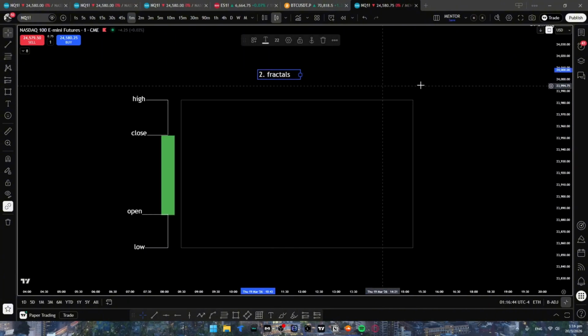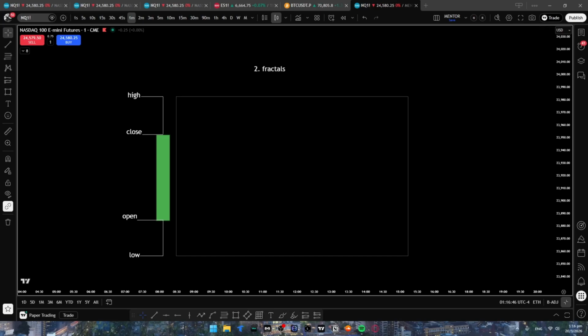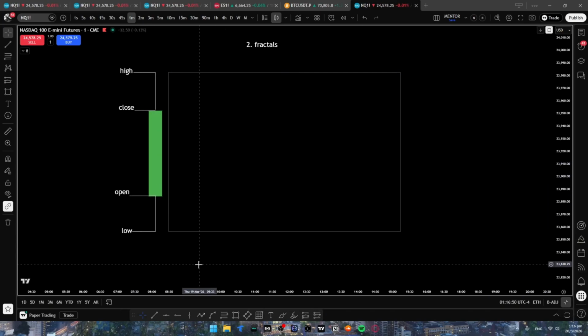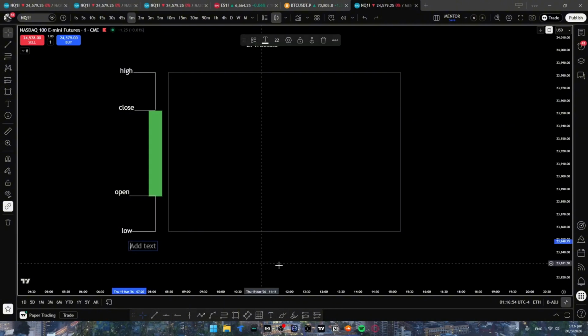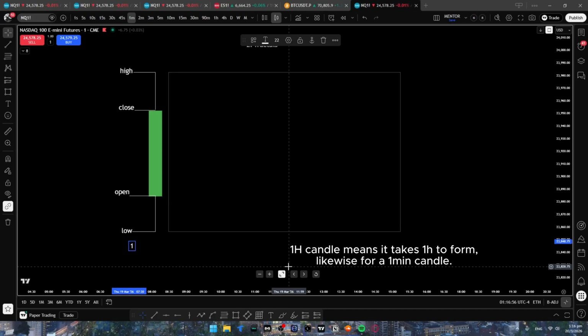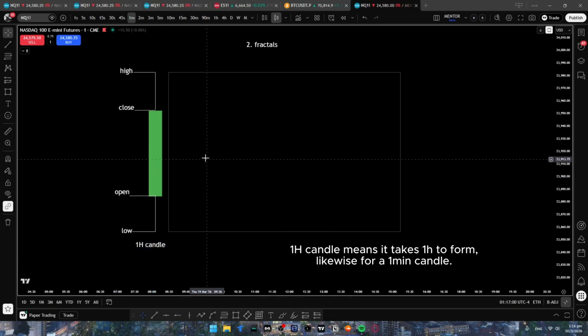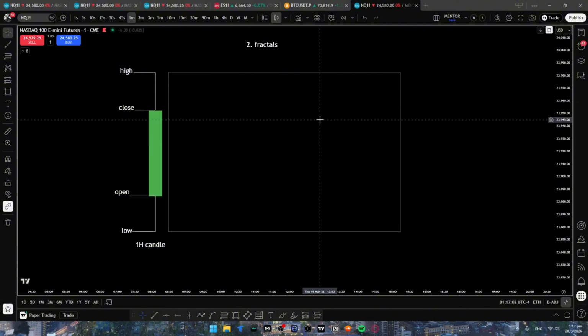For later. Number 2, fractals. Imagine this is a 1 hour candle. What do you mean by 1 hour candle? Right. So, a 1 hour candle. Inside there's going to be smaller candles of, let's say, 1 minute candles.